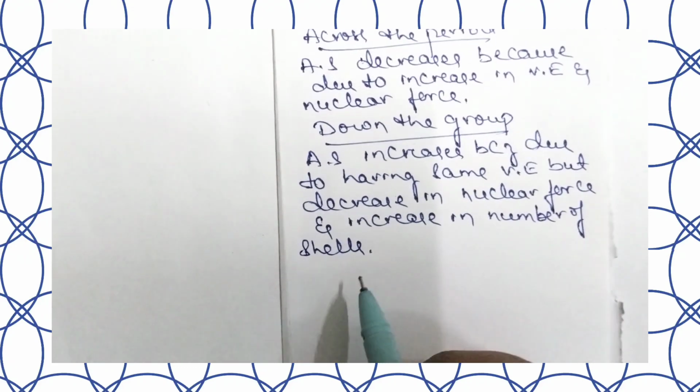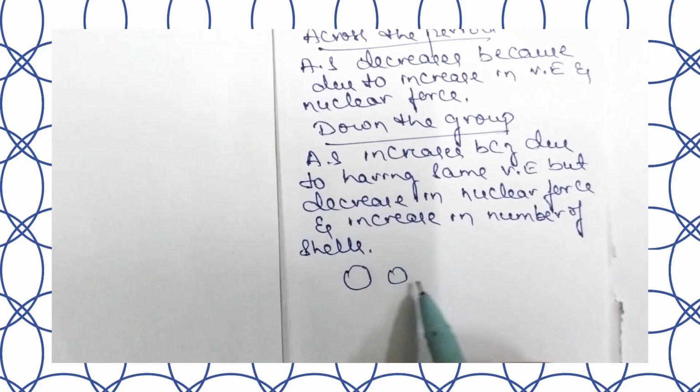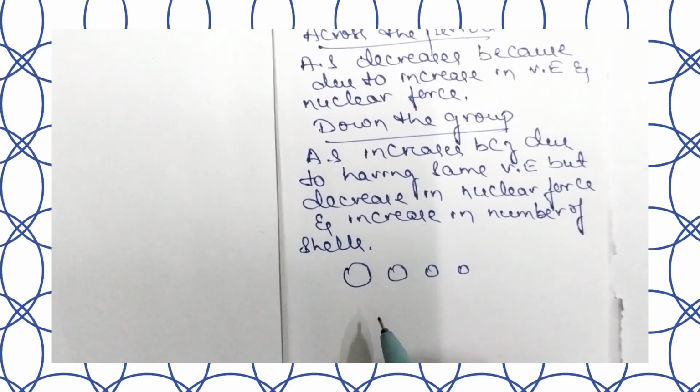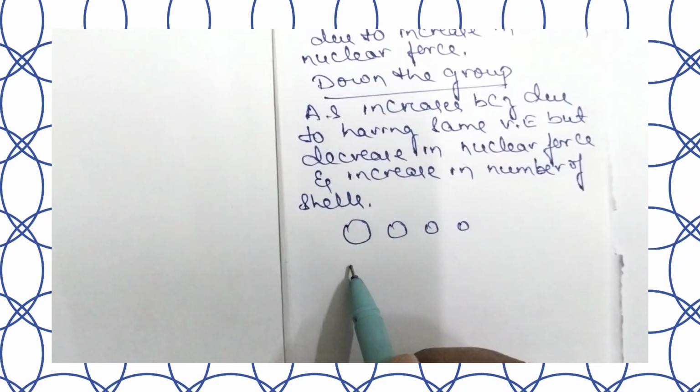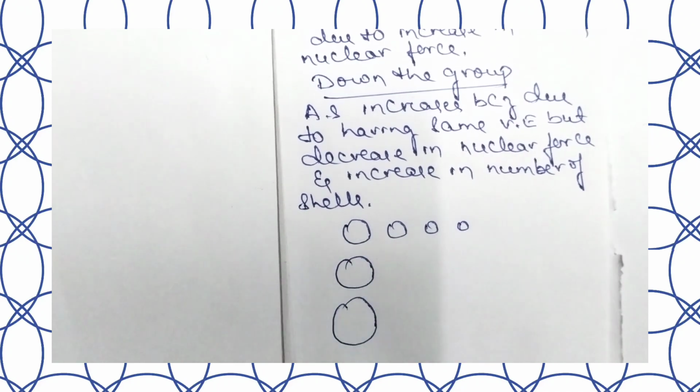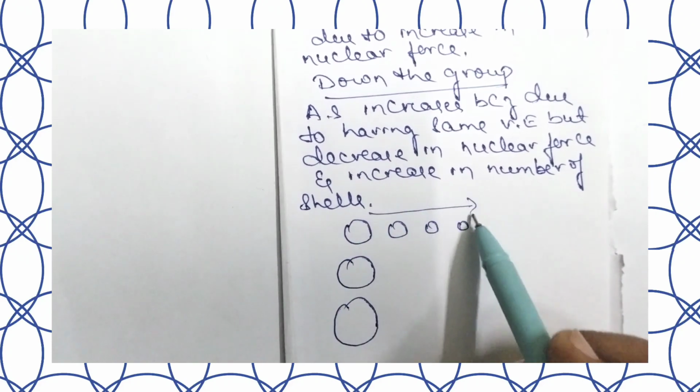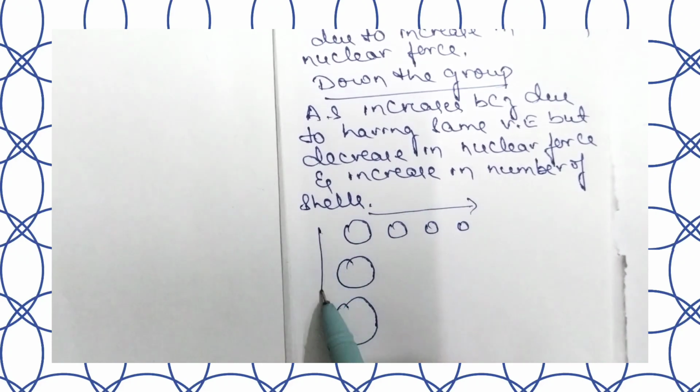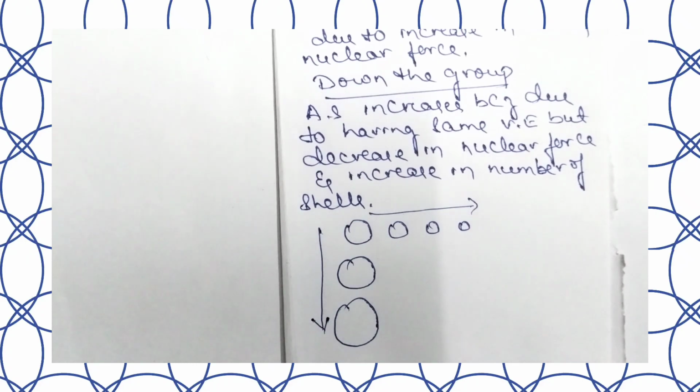So see, as we move across the period, atomic size goes on decreasing. That means as we move down the group, the atomic size goes on increasing. So as we move across the period, atomic size decreases. As we move down the group, atomic size increases. So this is the answer for the 21st question. Now let us move on to the 22nd question.